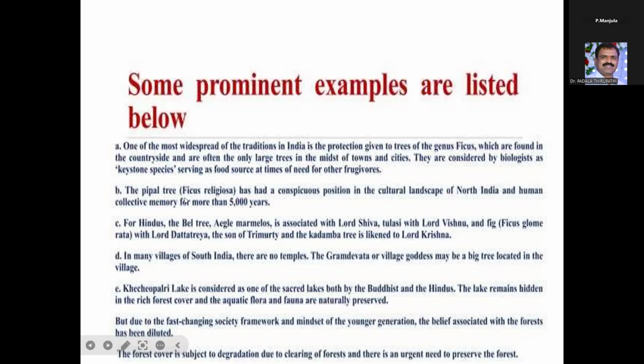The pipal tree, Ficus religiosa, has a conspicuous position in the cultural landscape of North India and in human collective memory of more than 5,000 years. The bael tree and Aegle marmelos are associated with Lord Shiva, Tulasi with Lord Vishnu, and the fig, Ficus glomerata, with Lord Dattatreya, the son of Trimurti. The Kadamba tree is linked to Lord Krishna.